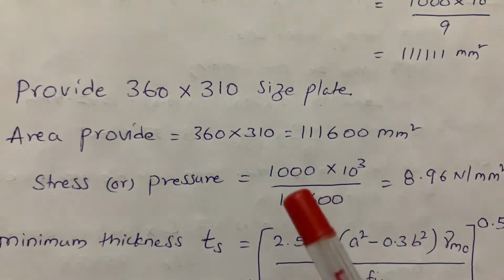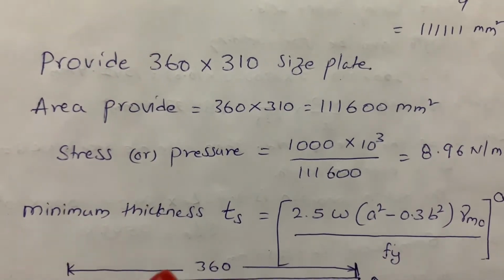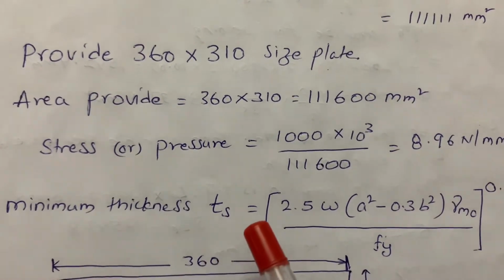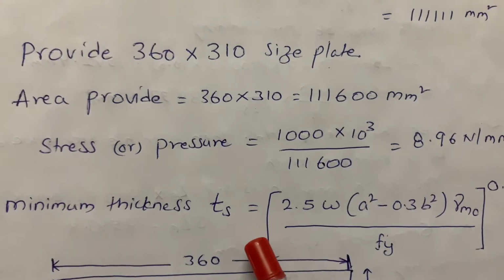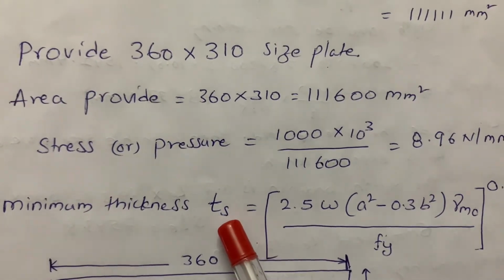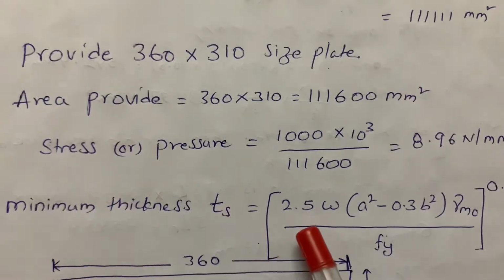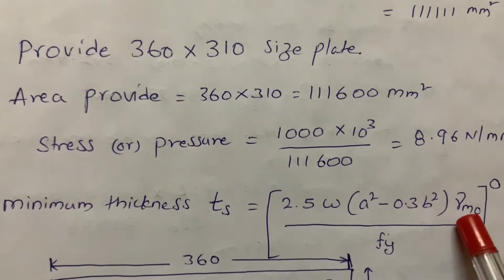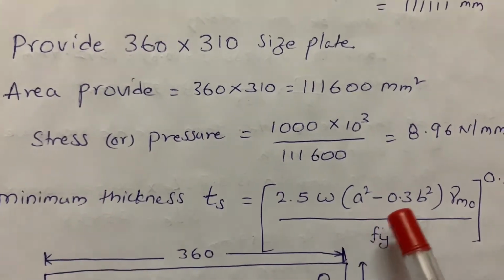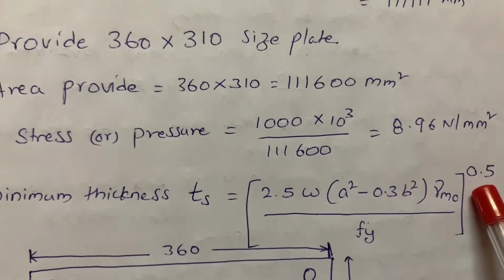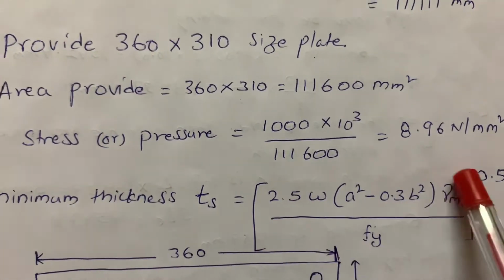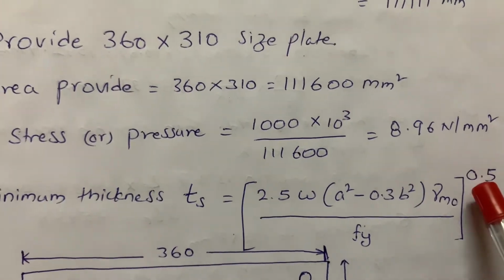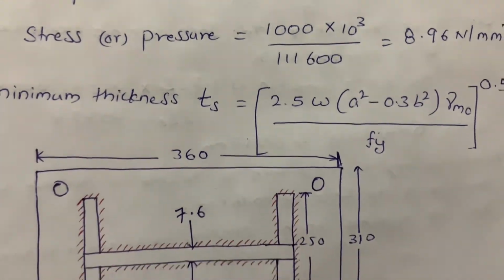After calculating this, we need to calculate the minimum thickness for the slab base. In IS 800 2007 the code specifies this formula. On page number 47 we'll get this formula. So thickness is 2.5 w into a square minus 0.3 b square into gamma m0 by fy, all to the power 0.5. In the code book it is written as a root over this formula, but I converted this root into this 0.5. Okay, so this is our diagram.